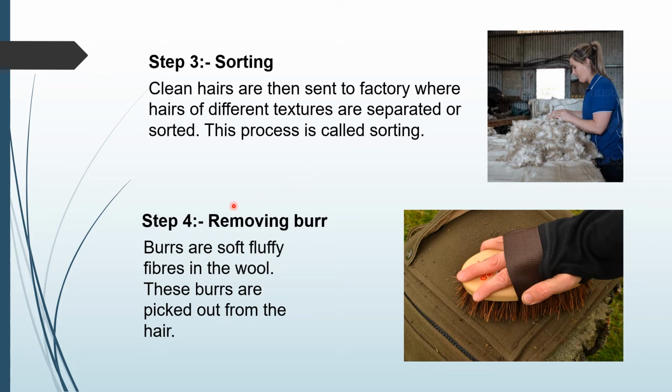Then step 4 is removing burr. B-U-R-R, burr. Burrs are soft, fluffy fibers in the wool. These burrs are picked out from the hair. Burrs are the unwanted fluffy fibers, and when we are making the fabric, we have to remove that burr. You can see in the picture, using a brush, they remove the burr. So that is the 4th step.